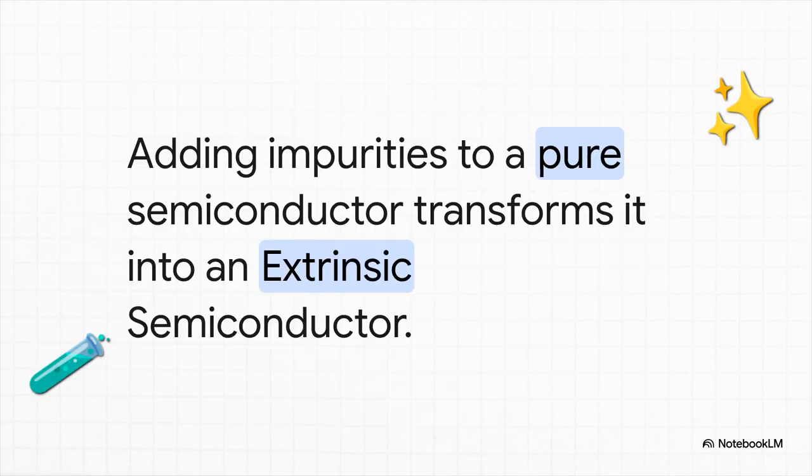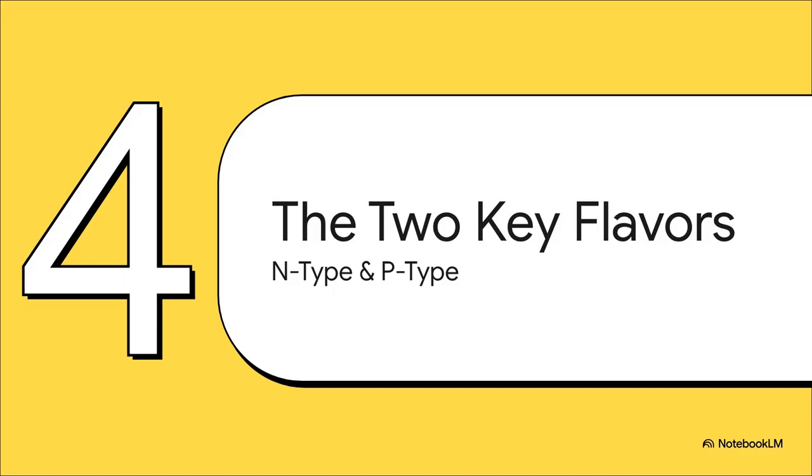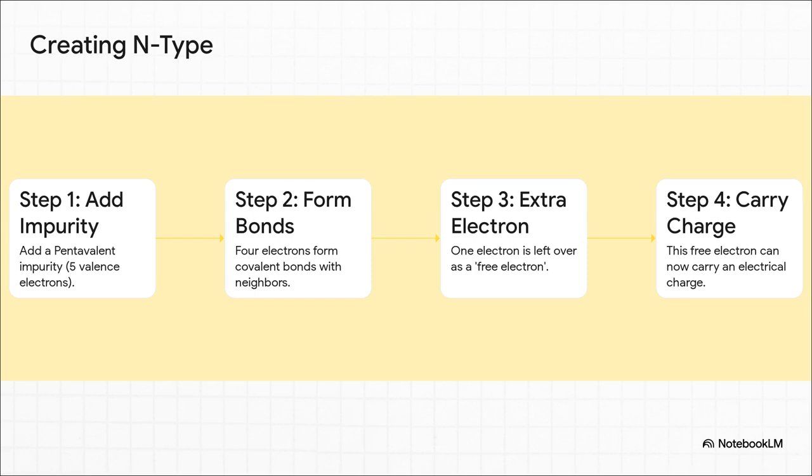This doped material is now what we call an extrinsic semiconductor. And depending on what kind of impurity we add, it comes in 2 really important flavors. And those 2 flavors are N-type and P-type. So let's look at how each one is made and what makes them so different from each other. Okay, let's start with N-type.